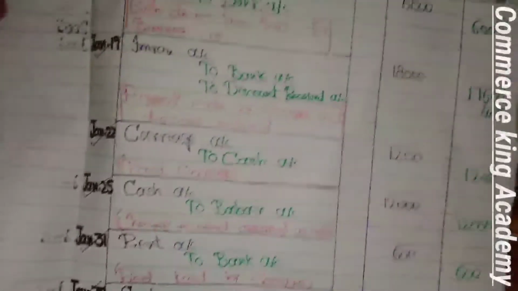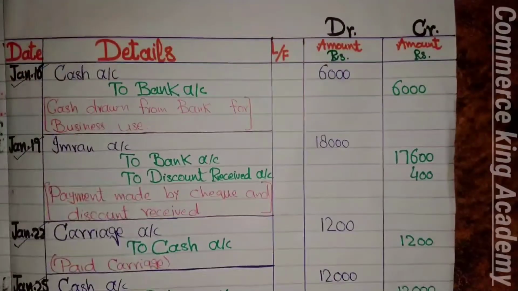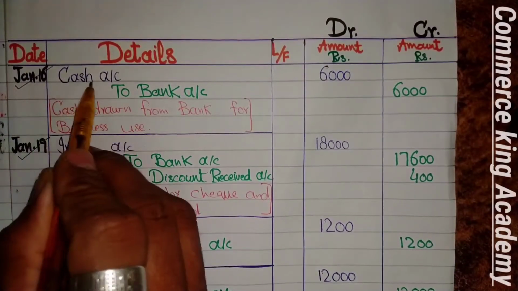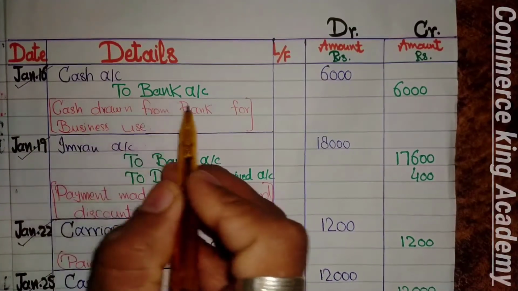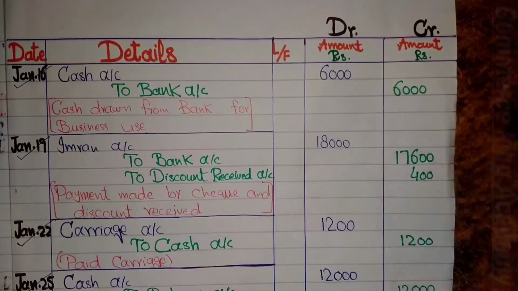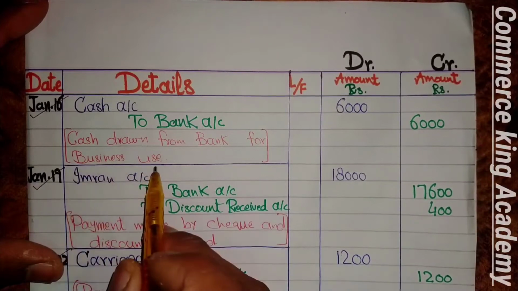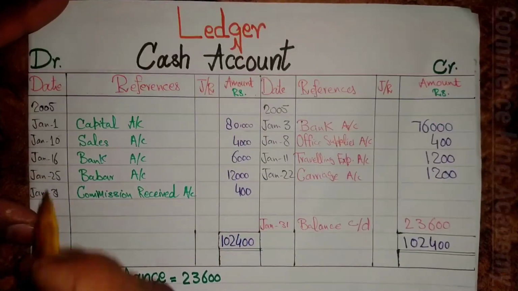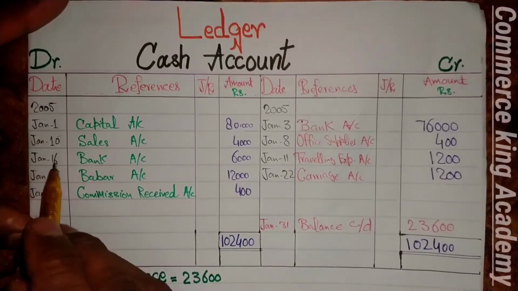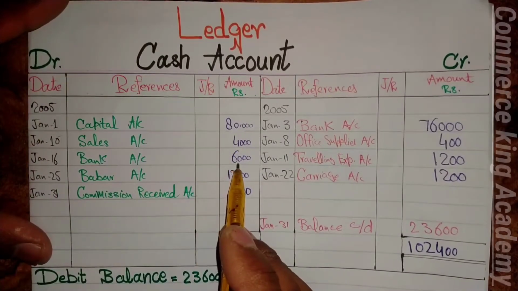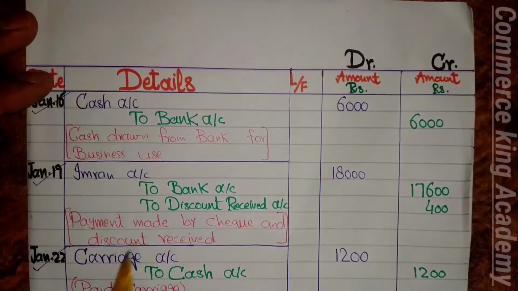So our next entry was held on the Jan 16th transaction. So cash account debited here by bank account amounting 6000 rupees. The transaction was cash drawn from the bank for business use by the proprietor. So Jan 16, cash account debited by bank account, am I right? With amount 6000 rupees.